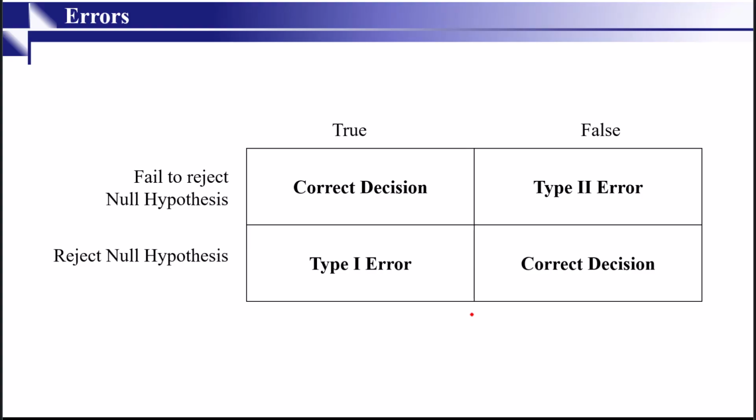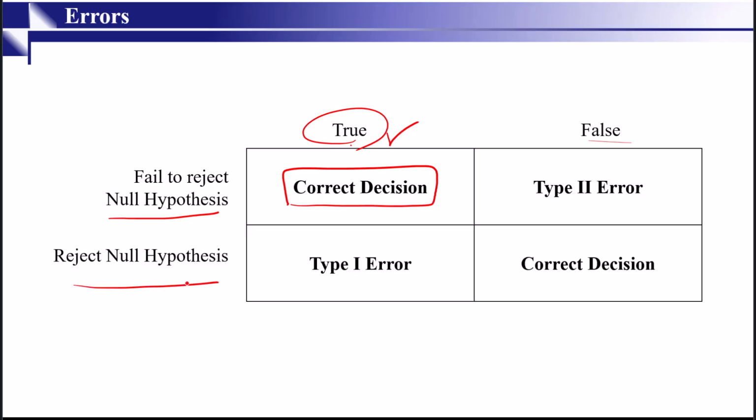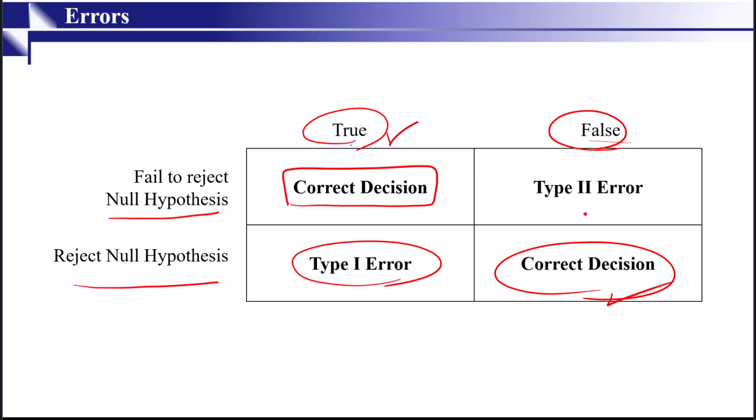Here is a clear way to understand errors using a table. So for example, this is our null hypothesis. If the null hypothesis is true and we fail to reject it, it means we have made a correct decision. So it is true and we didn't reject it, so it's okay, right? Then if the null hypothesis is true, but we rejected it, then we call it a type 1 error. In here, if the null hypothesis is false and we rejected it, then it's a correct decision. It's okay, right? And finally here, if we fail to reject a false null hypothesis, then this is called a type 2 error. So using this table, we can easily understand these kinds of errors.